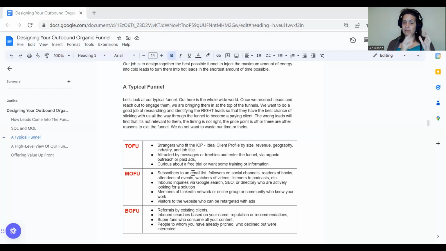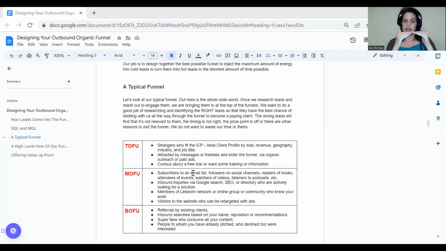Now, if we identify the wrong leads, they're going to at some point exit the funnel. So they're going to say, oh, this offer isn't relevant to me. Maybe the timing isn't right for me. Maybe the price is not right for me, or there's another reason, and they're going to come into the funnel and then exit the funnel. Now, we don't want to waste their time and we don't want to waste our time. So this is why we design the funnel in the best way possible.